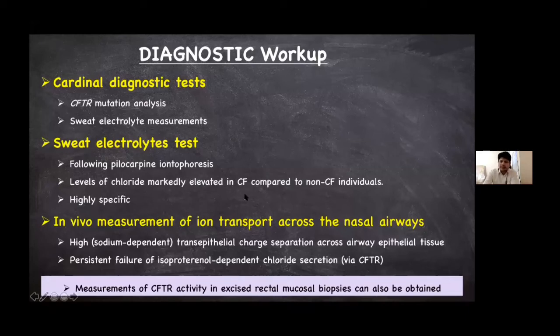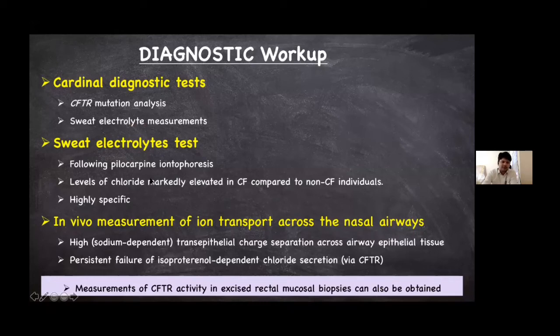The level of chloride is markedly elevated in CF compared to non-cystic fibrosis, and it is highly specific. So if it is positive, it tells us the patient has cystic fibrosis. Then there can be in vivo measurement of ion transport across the nasal airway. So these are the tests which are very important when your CFTR mutation analysis is negative or where your sweat electrolyte test measurement is normal.